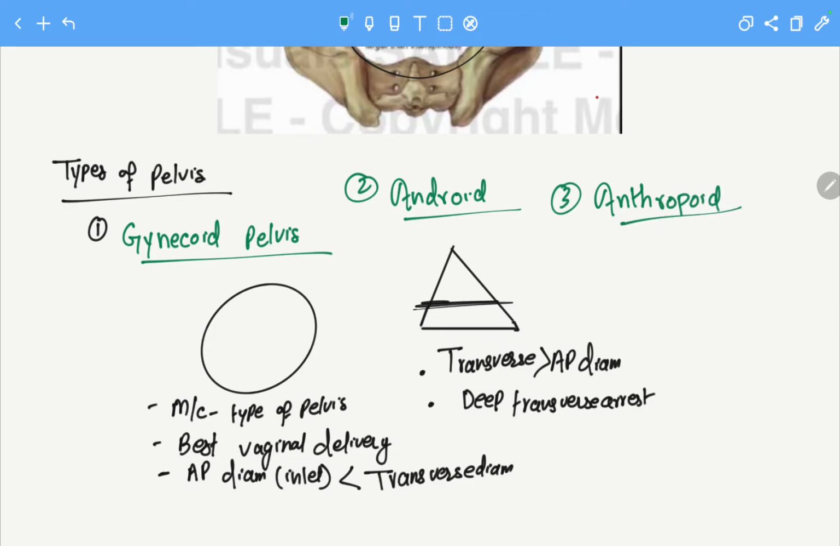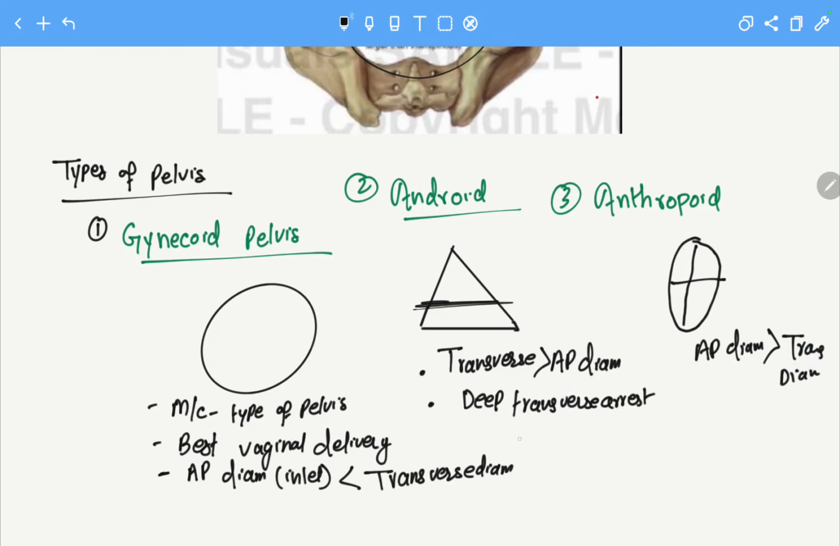Anthropoid pelvis. In case of Anthropoid pelvis, if we make the diagram, this one is the AP diameter, right? And this one is the transverse diameter. So in case of Anthropoid pelvis, AP diameter is more than transverse diameter. Okay.